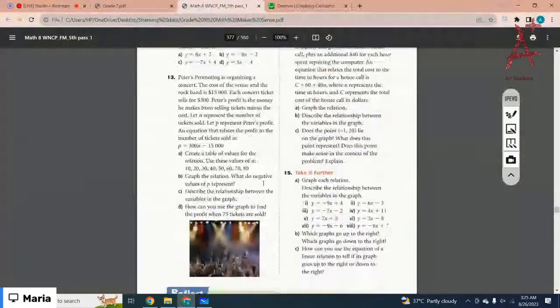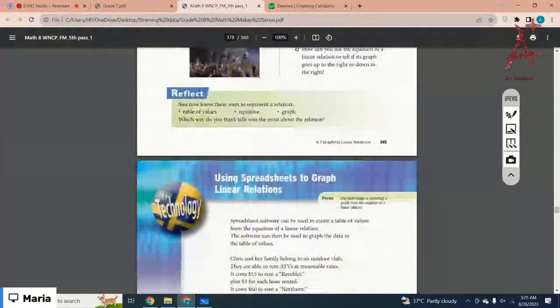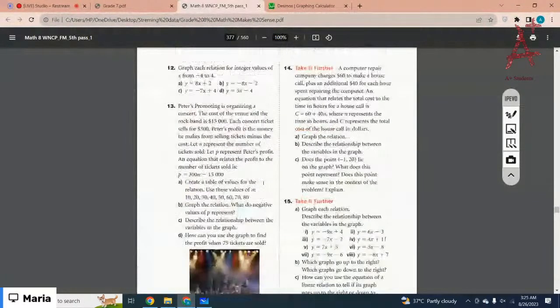Question number 13. Okay, let's just do question number 14. A computer repair company charges $60 to make a house call plus an additional $40 for each hour spent repairing the computer. An equation that relates the total cost to the time in hours for a house call is C equals 60 plus 40n, where n represents the time in hours and C represents the total cost of the house call in dollars.